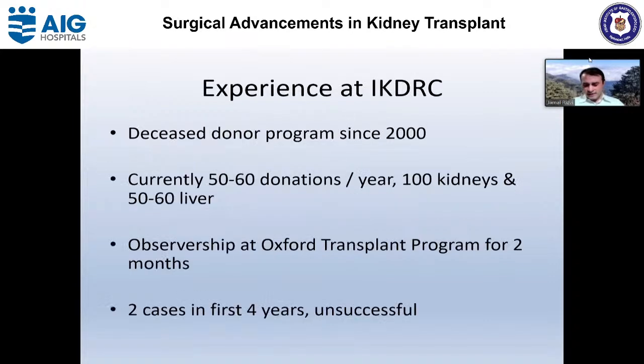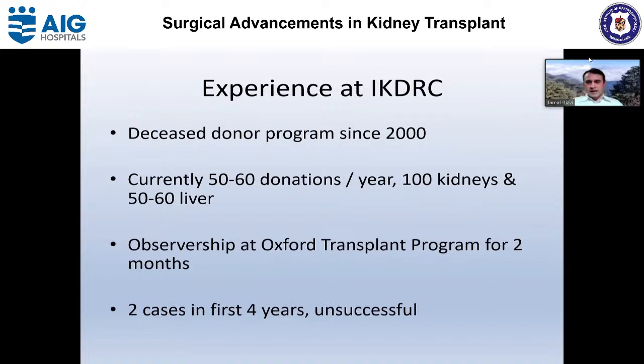So just briefly, I'd like to talk about our experience. We're still fairly fledgling in this game, but this is something that we think we'd like to pursue. We've been having a busy deceased donor transplant program since 2000. We do about 60 donations a year, out of which we do about 100 kidney and 50 to 60 liver transplants. Because we felt that we were wasting an organ, I did a 2-month observership at the Oxford Transplant Center.